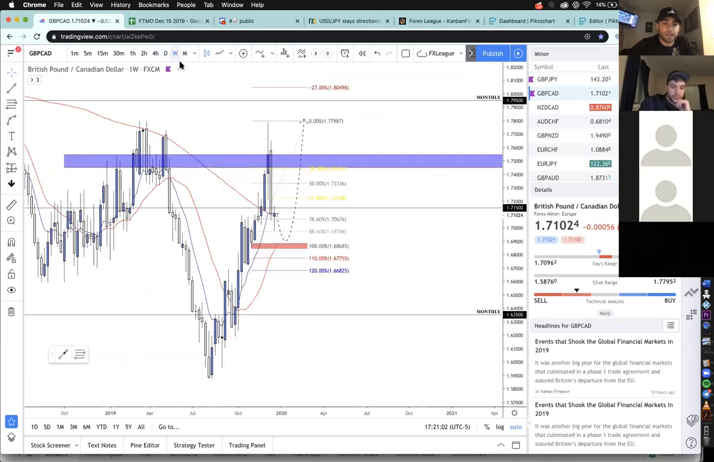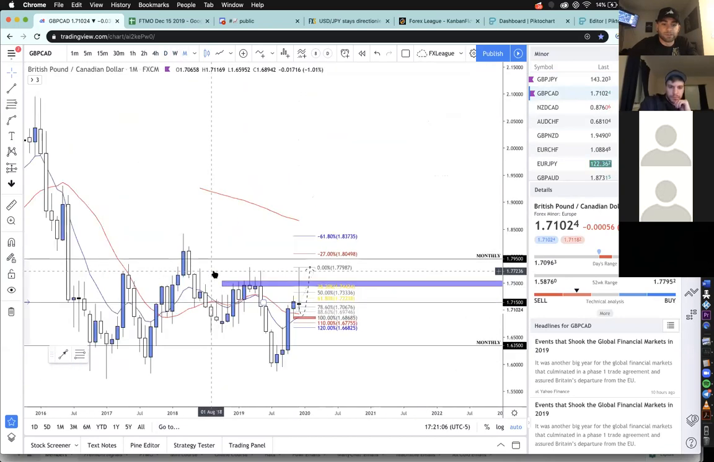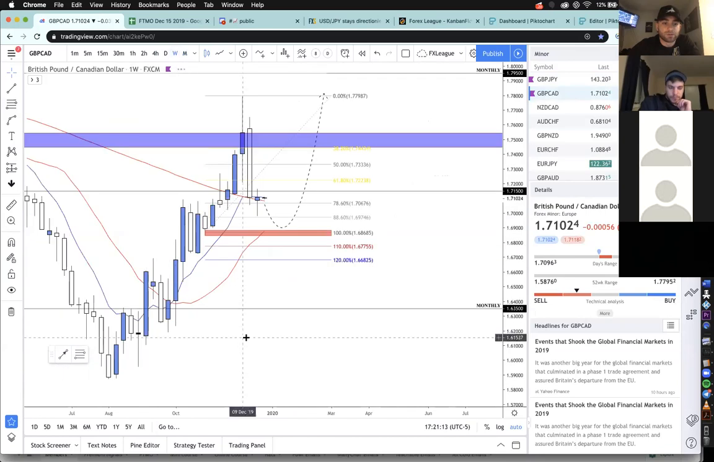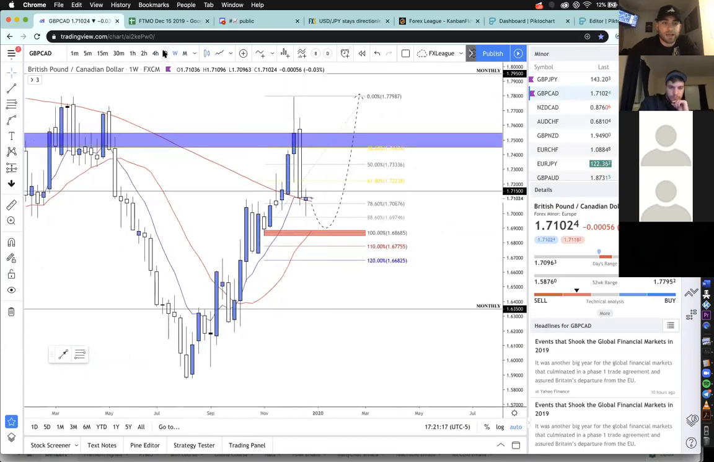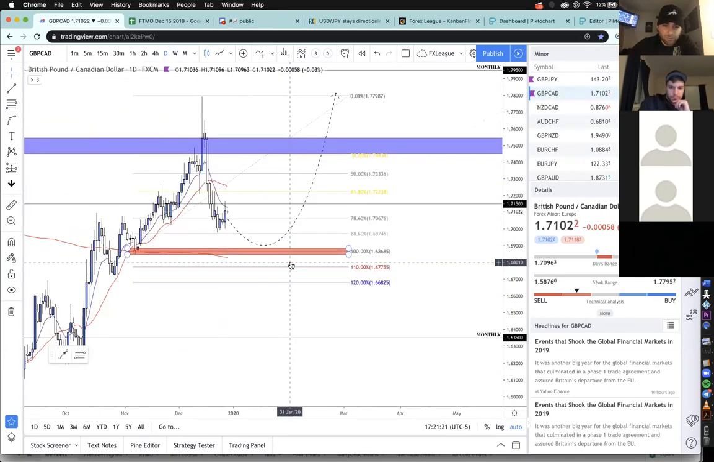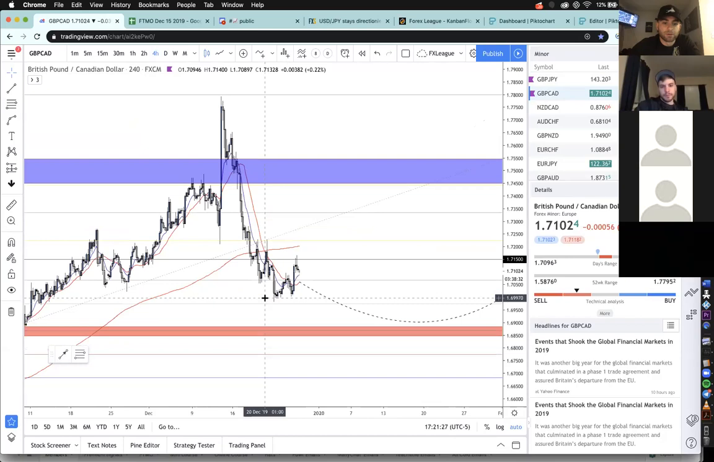So let's take a look at GBP CAD. Very similar to these other pairs. We're getting a lot of rejection right now, a lot of seller exhaustion. So I'm just going down to the weekly again. Weekly, we're getting a bearish engulfing, but what does that actually mean for us? Down to the daily, until we break this red level of structure on the daily, we're still in a bullish trend. Down to the 4-hour right here.